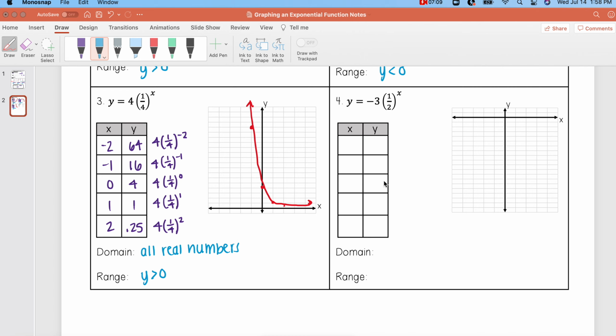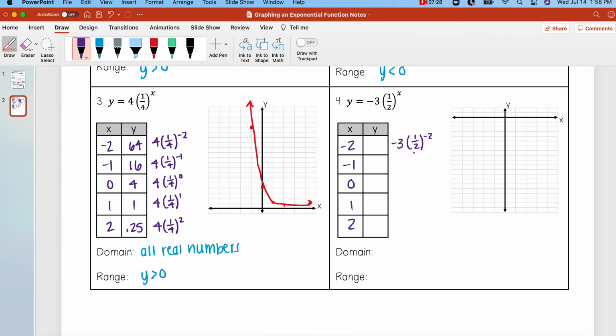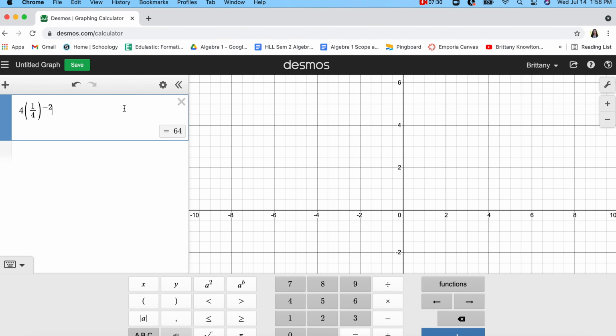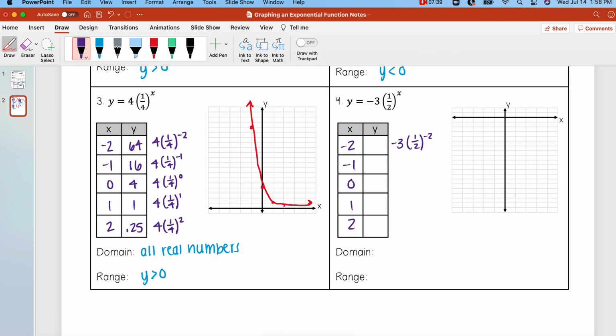This is the answer you should have gotten for number 3. Here, 64 was off of the graph, so I didn't include that; I just started at -116 and went from there. Okay, now let's go through this last one. I have -3 times 1/2, and I want to raise that to the -2nd power. Coming back over to Desmos, I have 1/2 here, and then I have -3. For that first one, I get -12.